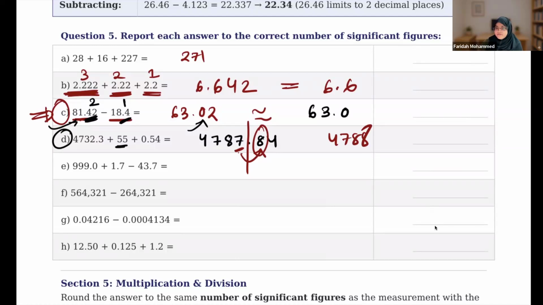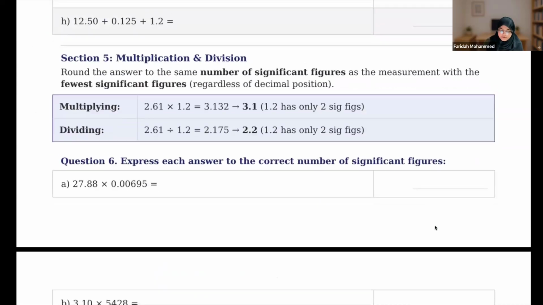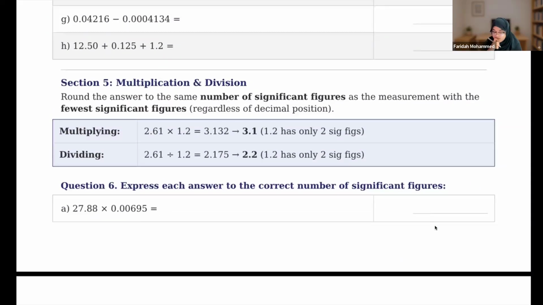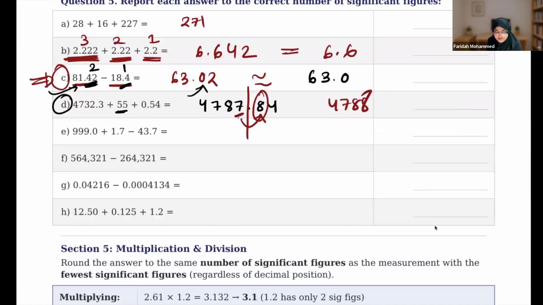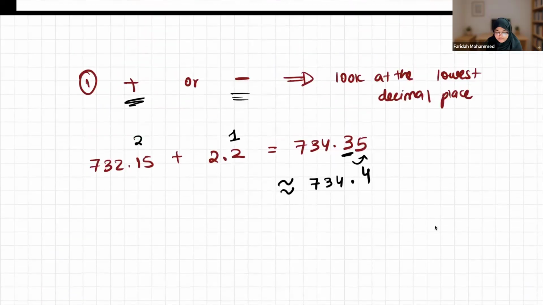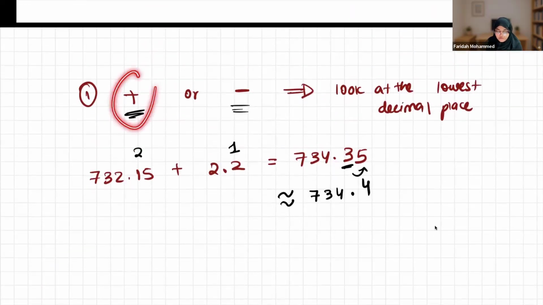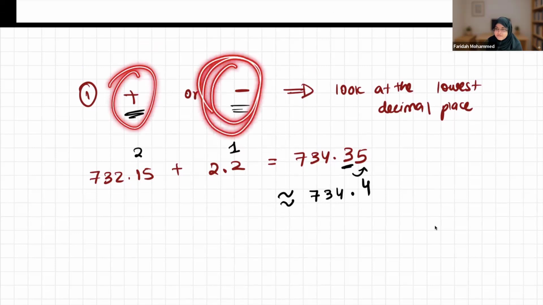Now, makes sense, right? Okay, next we're going to do... So remember what we said before? You look at the decimal place only for addition or subtraction. Okay, you look at the decimal place only for addition and subtraction.